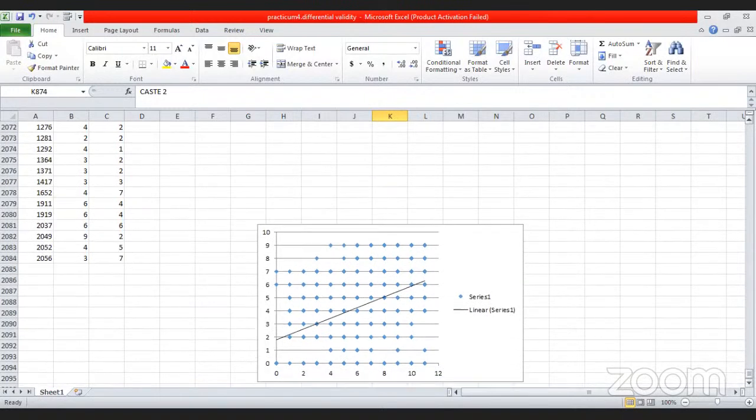Here is the scatter plot of caste 4, and you can see the plots are very much scattered from the best fit line. They're not at all concentrated. It is almost away from the best fit line, isn't it? Because the correlation coefficient for this caste 4 is very low. So the scores are very much scattered from the best fit line. Okay. Clear?